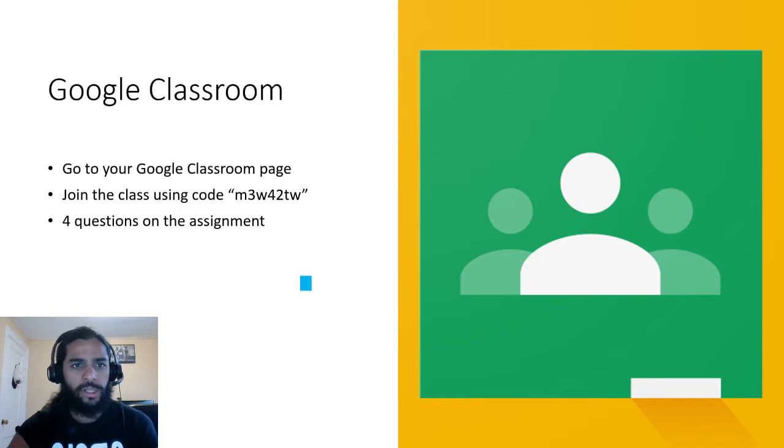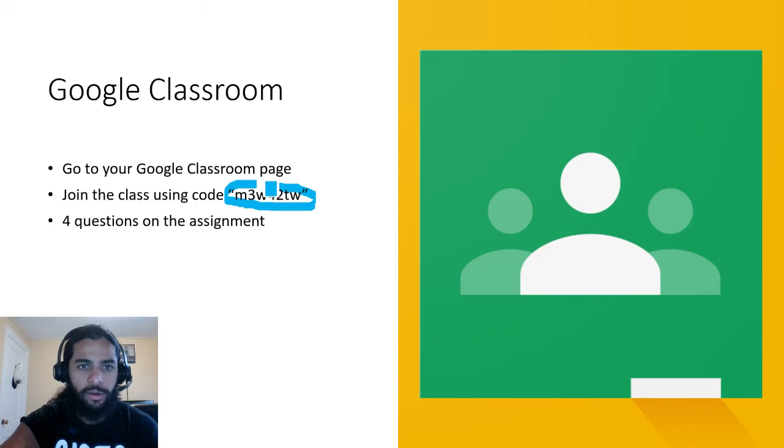Let's talk about Google Classroom. Once you're done watching this movie, go to your Google Classroom page. You should certainly be signed in. You should have joined the class already by now, but if not, this is the code that you can use to join the class. All right, and you're going to go through 4 questions on this assignment. Pretty simple instructions, same as the last few assignments. So let's go over them right now.